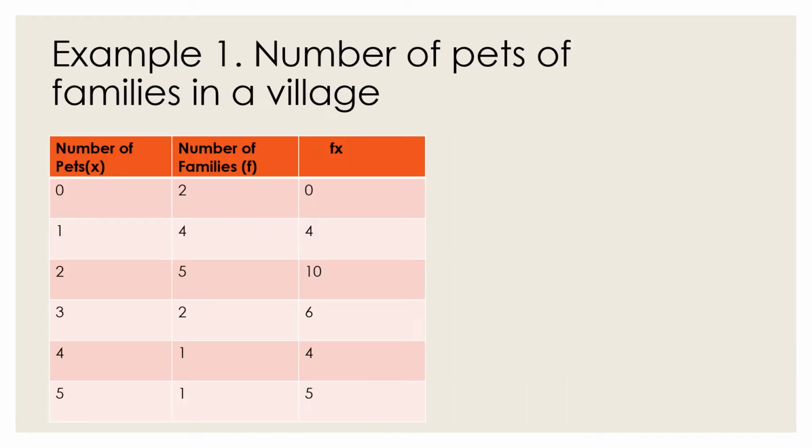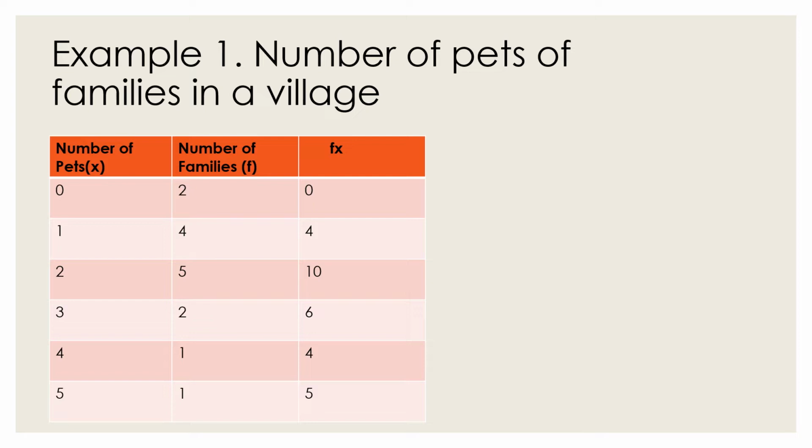So for example, number 1, the number of pets of families in a village. 2 families have no pets, and 4 families have 1 pet. 5 families have 2 pets, so we get 10. And 3 families have 2, and 4 families have 1. So all you have to do is multiply f times x. So 0 times 2 is 0, 1 times 4 is 4, 2 times 5 is 10. That's how we get fx, and then we sum it up.